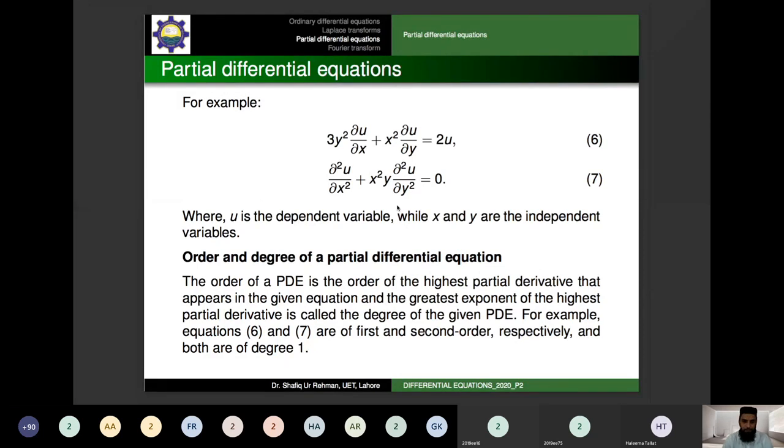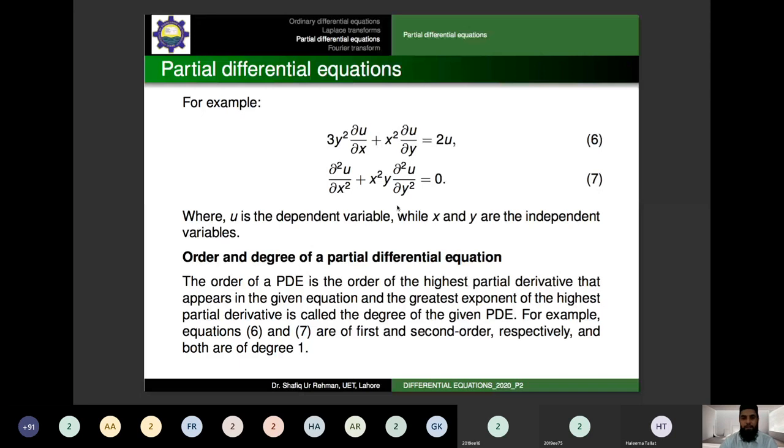Just recall the basic concepts about the order and degree of a non-linear differential equation, pretty much on the same line. The order of a partial differential equation is the order of the highest partial derivative that occurs in the given differential equation. So the order of a partial differential equation is going to be pretty much the same idea. And the degree, again, the same idea. The greatest exponent of the highest partial derivative is going to be the degree.